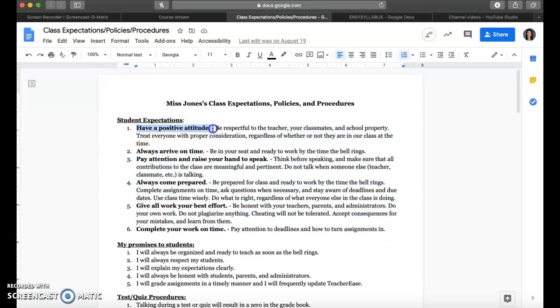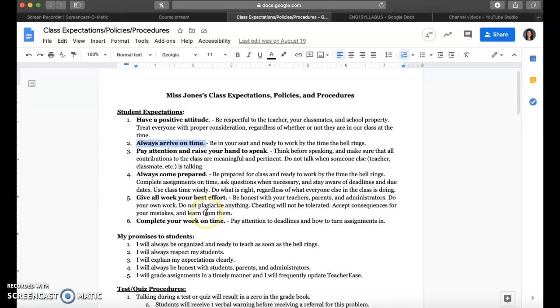First one would be have a positive attitude. Always be respectful to me, your classmates, okay? Treat everyone with proper consideration, regardless of whether they are in our class or not. Always arrive on time. When we do Google Meets or Zoom Meets, you're going to need to make sure you arrive to those on time. Pay attention and raise your hand. Always think before speaking, whether that means commenting on something remotely or when we're in a remote meeting. Make sure that you speak to other people the way you would want to be spoken to.